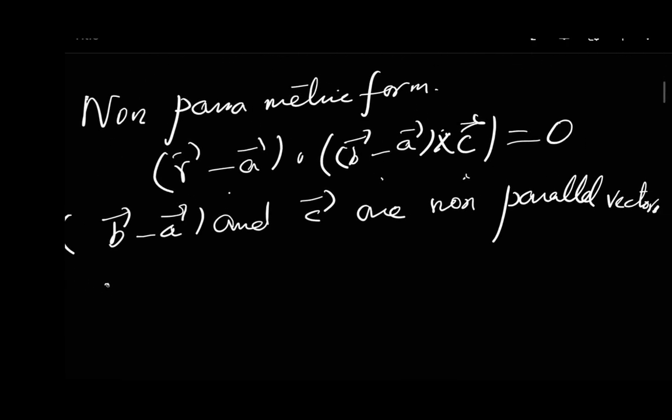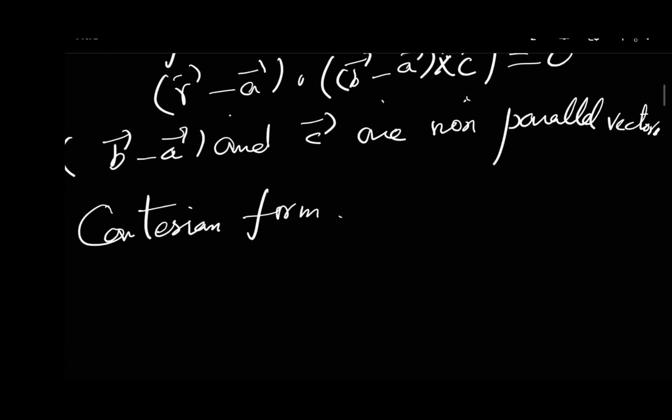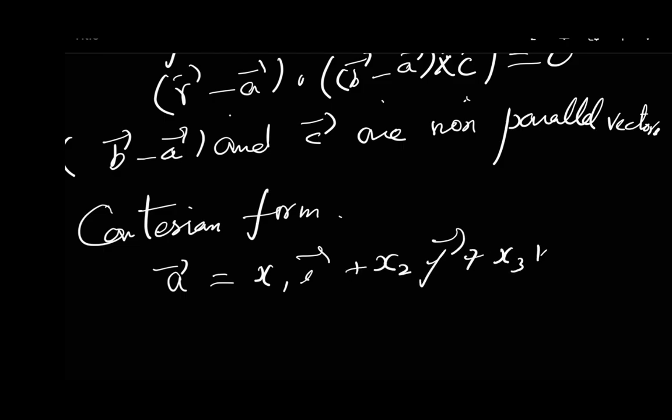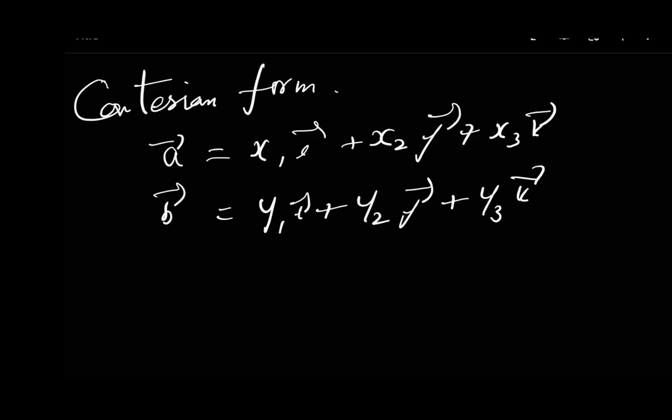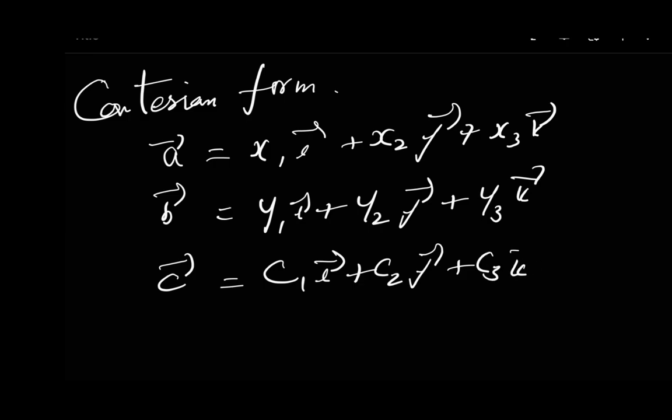Come to the Cartesian form. Take the point vector A as x1 i plus x2 j plus x3 k, point B as vector B, y1 i plus y2 j plus y3 k, and the parallel vector C as c1 i plus c2 j plus c3 k.